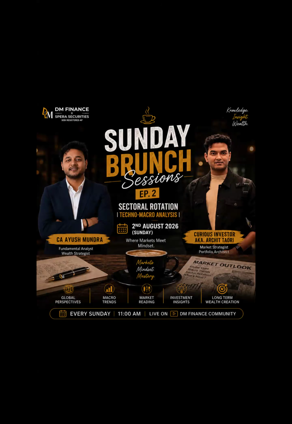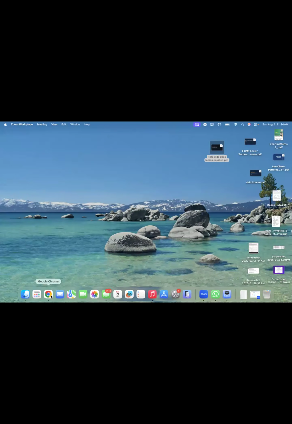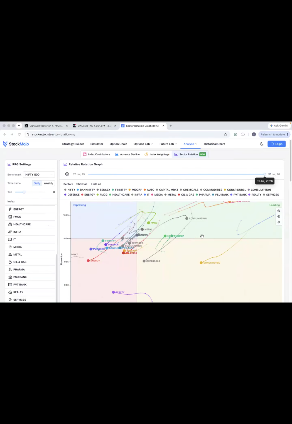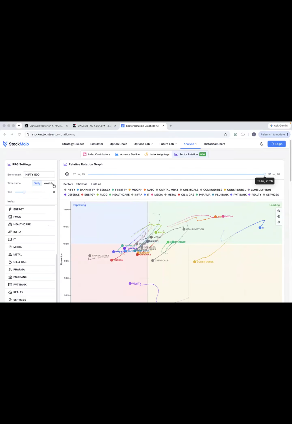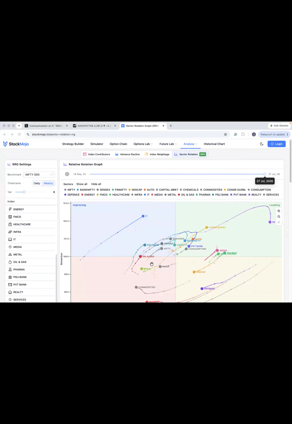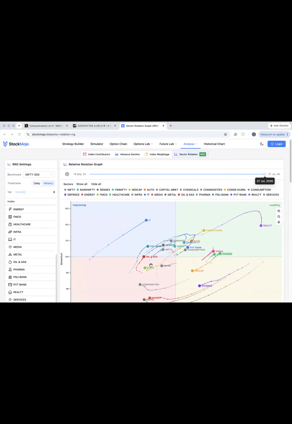Yes, definitely. So if you look at right now, IT companies have corrected very badly actually, and because the large cap has also, so IT is still improving. There are a couple of companies which are doing good. There are a few companies which are still going to improve. Probably they will become a leading sector, but it will take some time.